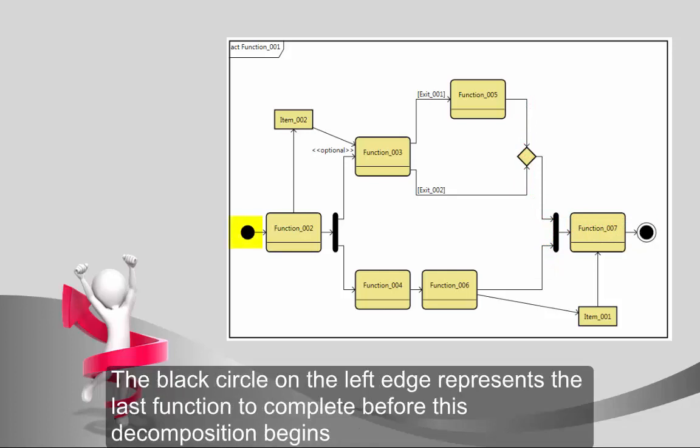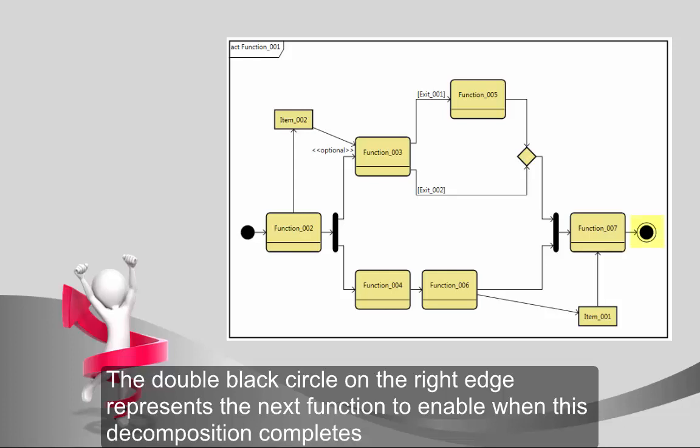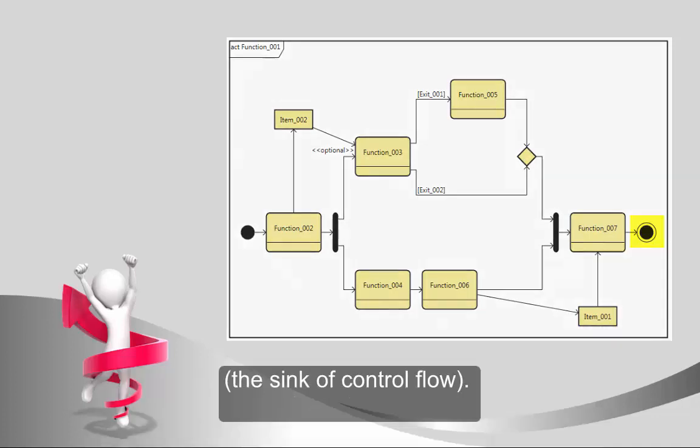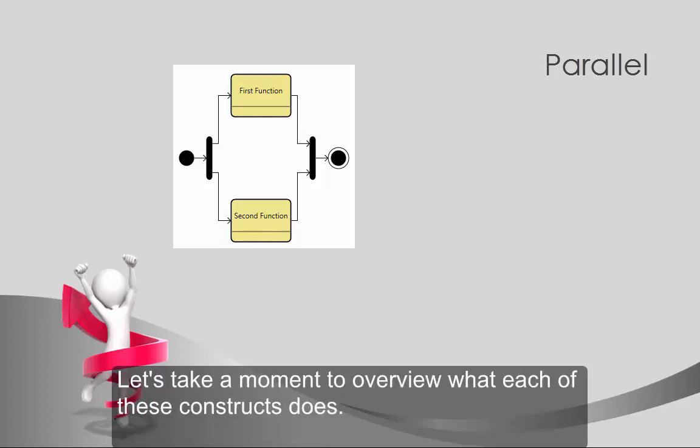The black circle on the left edge represents the last function to complete before this decomposition begins, the source of control flow. The double black circle on the right edge represents the next function to enable when this decomposition completes, the sink of control flow. Each construct has a precise definition that prescribes how control will be passed within the construct and when the construct itself will end. Let's take a moment to overview what each of these constructs does.